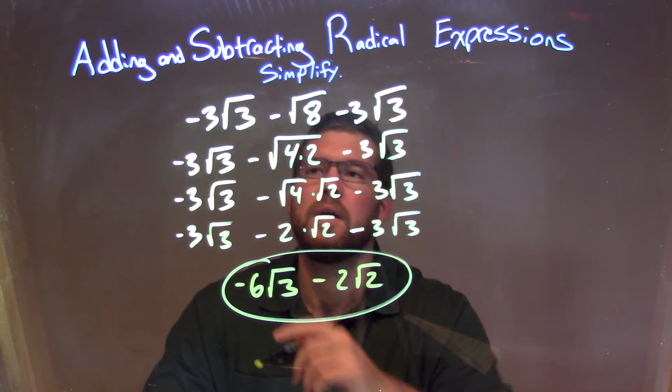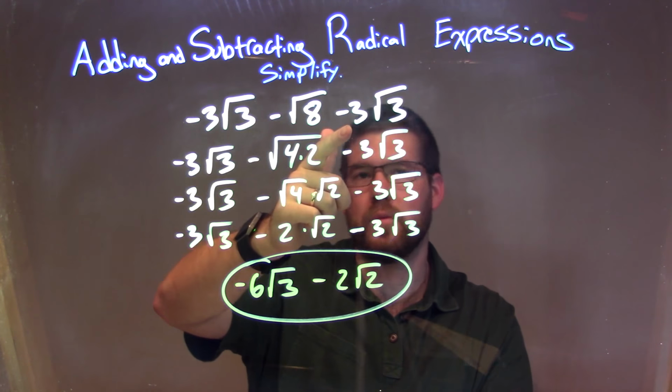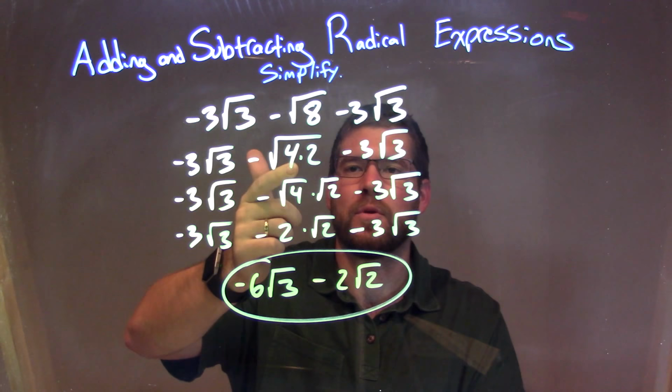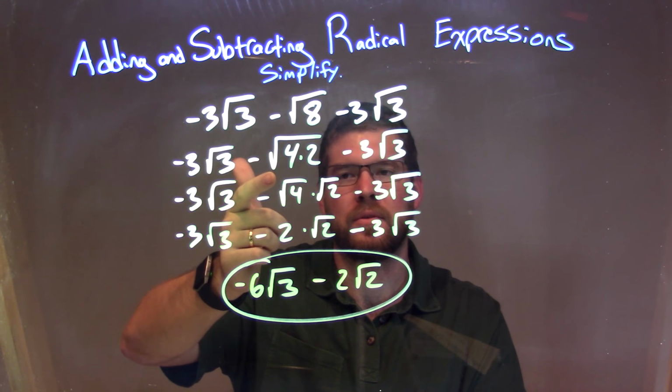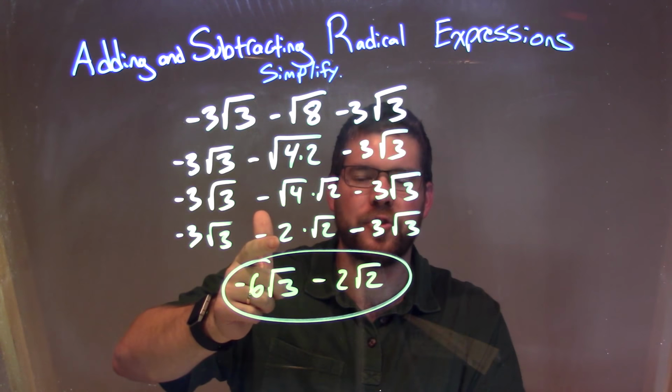So let's recap. We're given -3 square root of 3 minus square root of 8 minus 3 square root of 3. The only one I can simplify is the square root of 8, and that breaks down to be 4 times 2, and then we separate that to be square root of 4 times square root of 2, and square root of 4 simplifies to be 2.